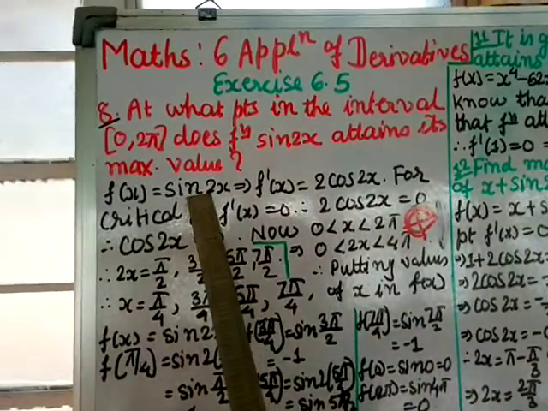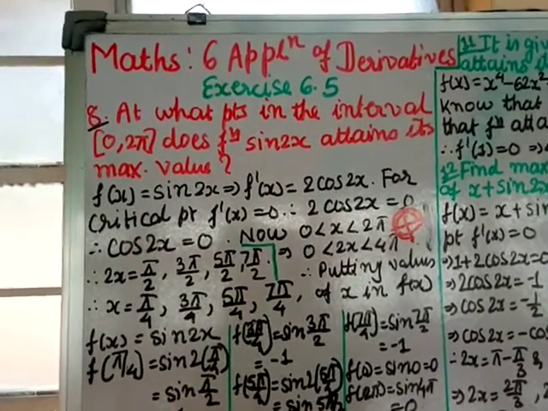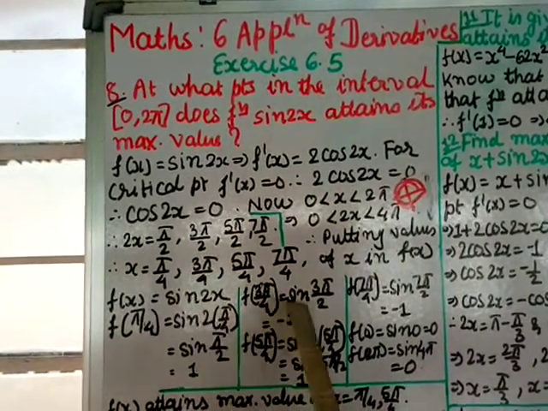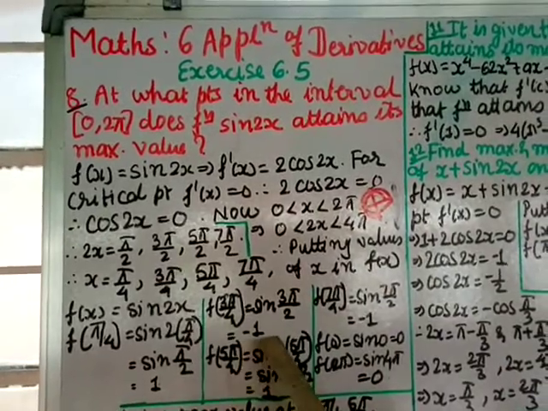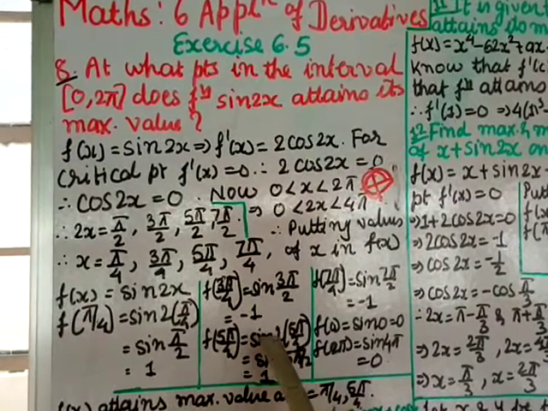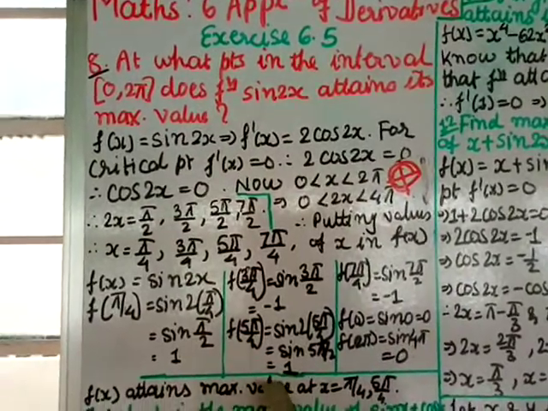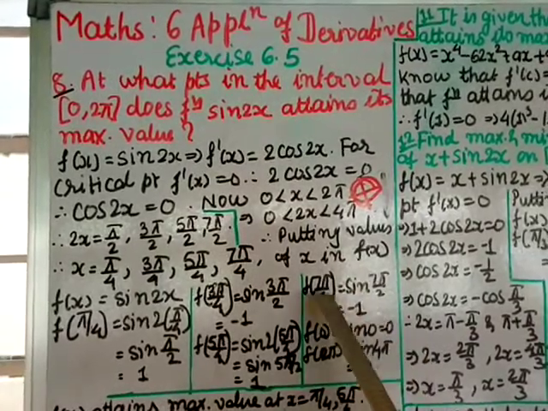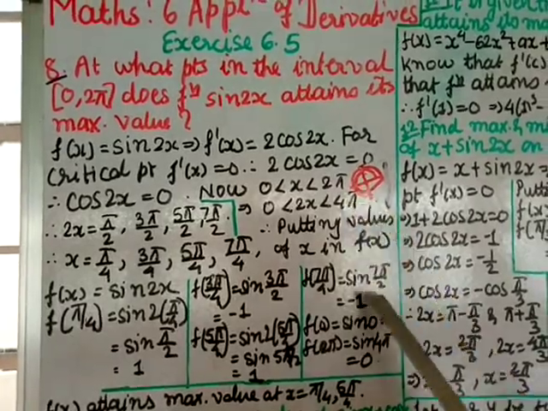So f(x) is equal to sin 2x. I put π/4: 2 times π/4 is π/2, and sin π/2 is 1, so I get answer 1 here. Then 3π/4: 2 times 3π/4 is 3π/2, and this value is minus 1. Then I put 5π/4, which gives 5π/2, and this value comes plus 1. Then the fourth value, 7π/4, gives 7π/2, and this value is minus 1.